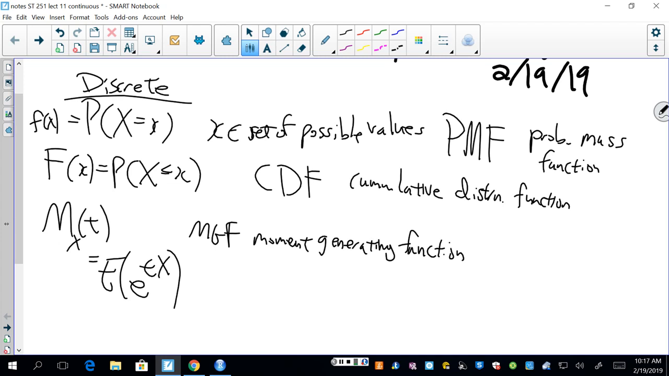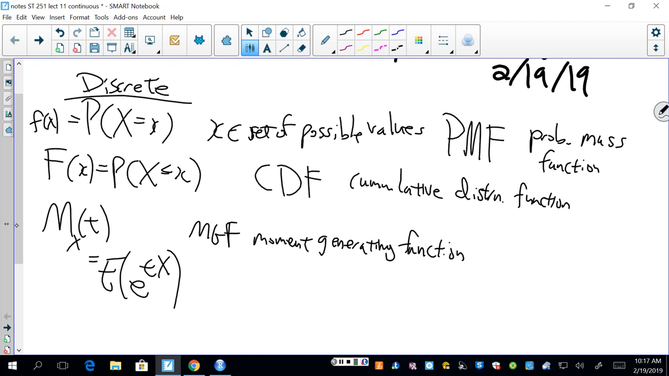And there are other things we'll do with that. If you have independent random variables and add them up, you're multiplying the moment generating functions, so it's one way to figure out what the new distribution is. If you know the new distribution, you can get means, variances, and things like that.